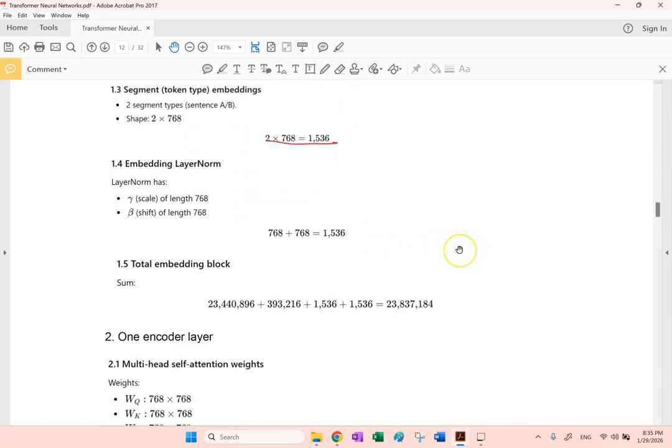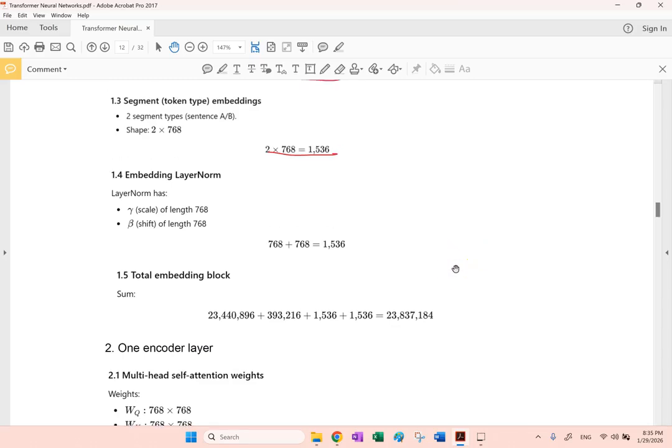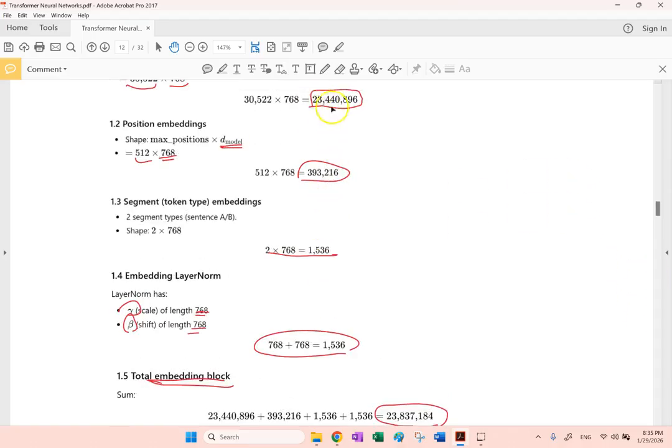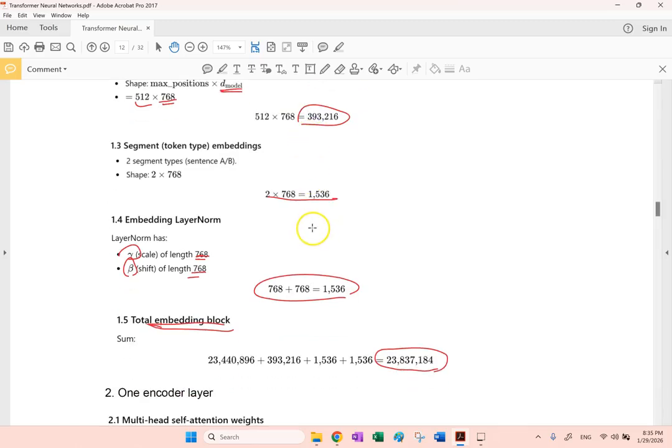Then you have a layer norm. If you remember, layer norm has what? A layer norm has a bunch of gammas and betas that it needs to learn. And each one of them has the dimension D model. So that's another 1500. Again, not a big thing, but you should count it. So just the embedding part, before you even send it to the attention one, you're looking at 23.8 million parameters, which most of it comes from individual tokens and a little bit of that from position. Okay? This is before you send it to the attention heads.